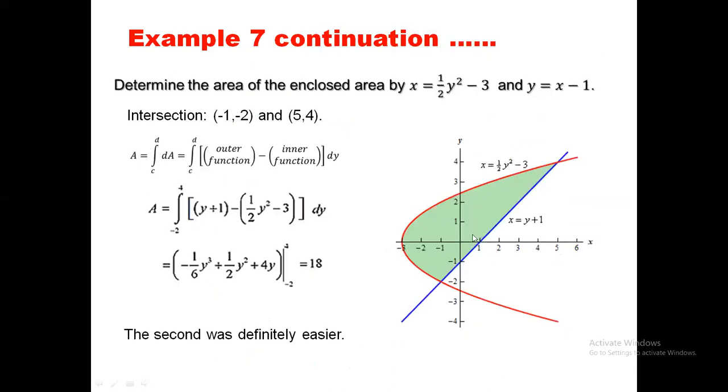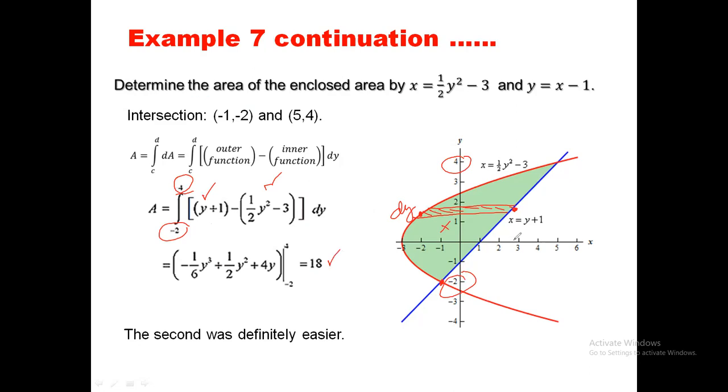Now, this is the one that I've said that you will use the horizontal. You will use the horizontal. So this is the one that I have illustrated in the previous slide. So dy, and you have x, the x of the line, which is y plus 1, minus the x of the curve, which is 1/2 y squared minus 3. And your limits, take note, is now in terms of y. So it's from -2, see here, to 4. And you're still getting 18.